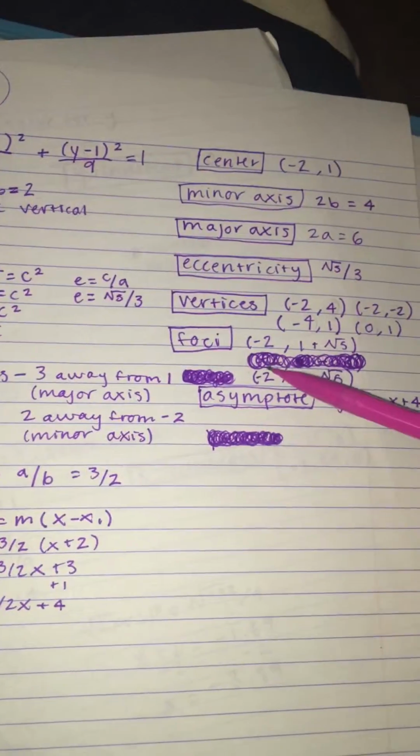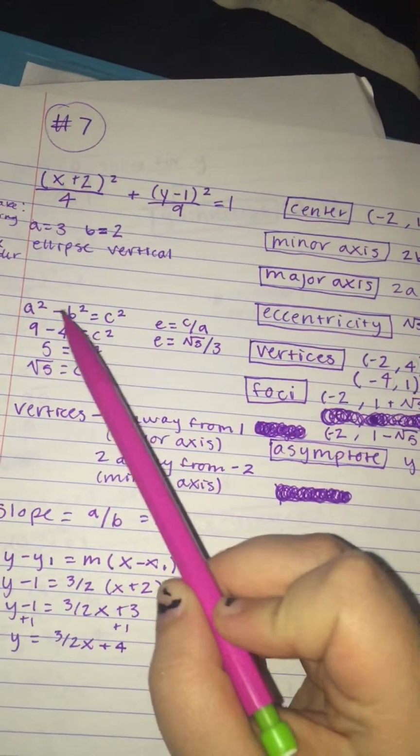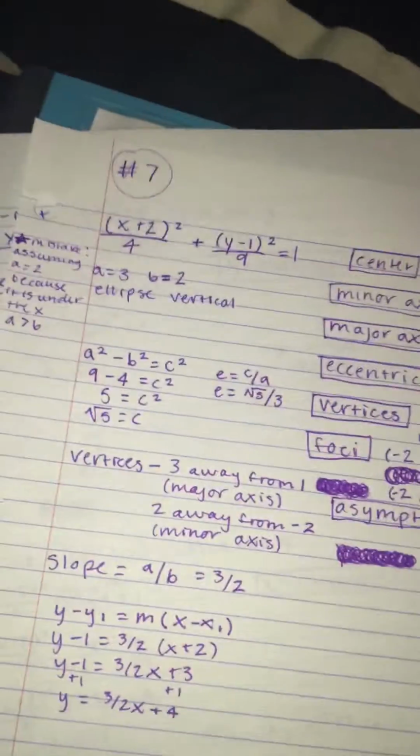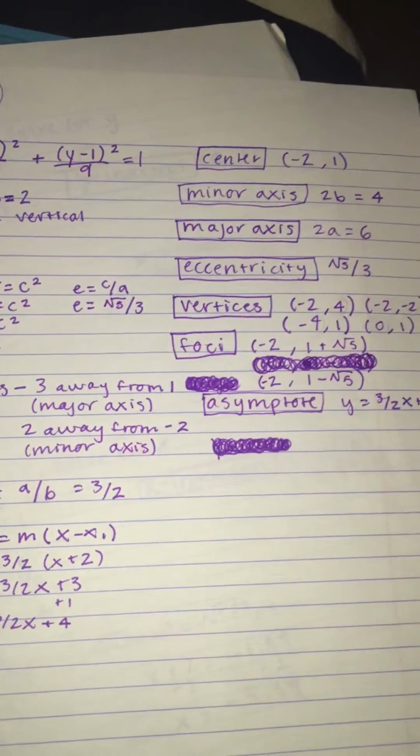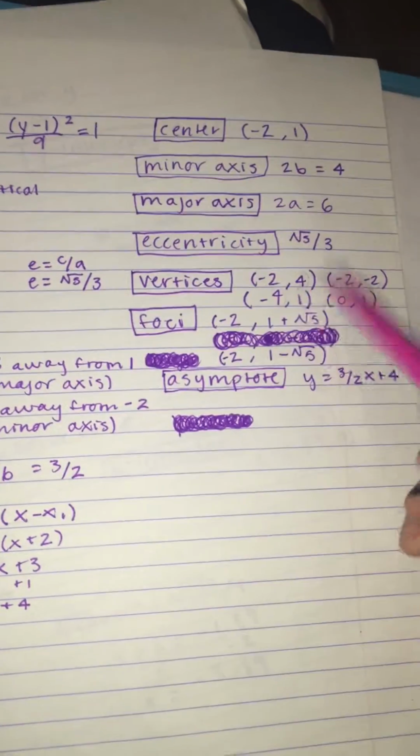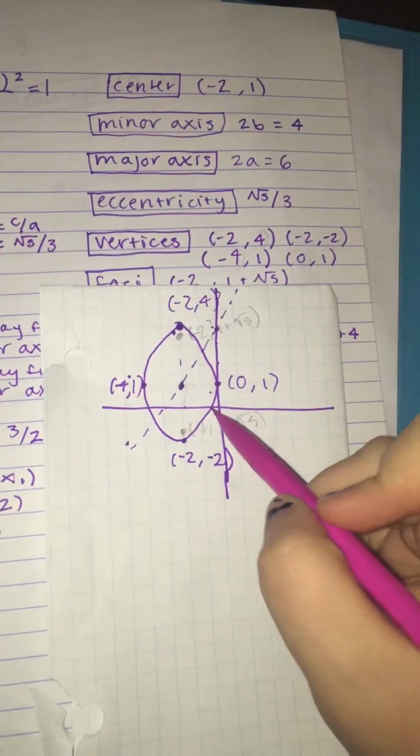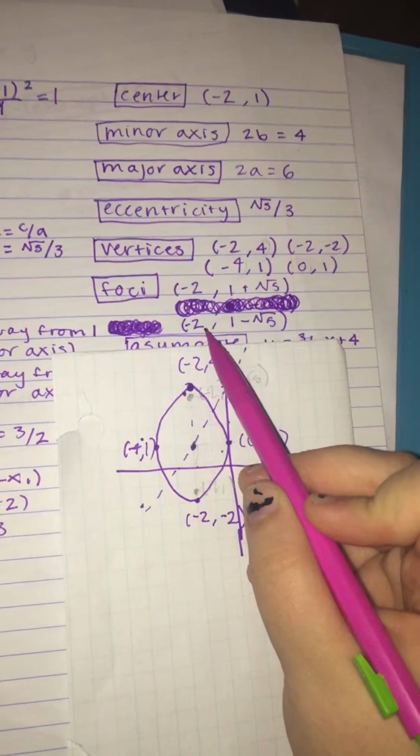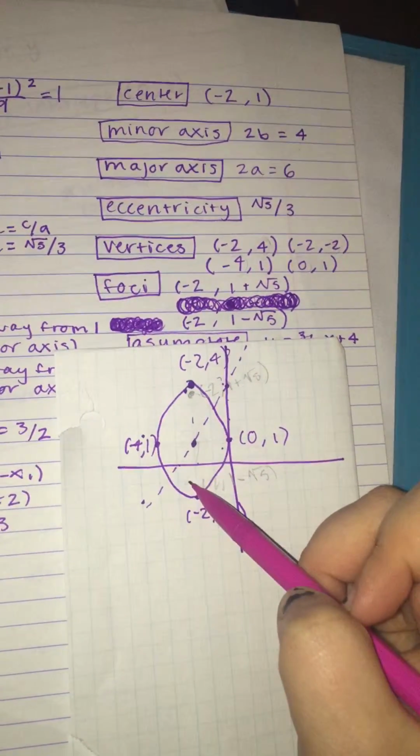The next thing the question asks for is your foci. It only asks for one, but I found both of them. This is also determined from your a squared minus b squared equals c squared formula. So your foci are along your major axis, so they're vertical, and the one above the center is at 1 plus radical 5, because you have to go over to the center, -2, up 1, and then go up radical 5. And the focus below the center is equivalent to 1 minus radical 5, because you have to go over 2, up 1, and then down radical 5.